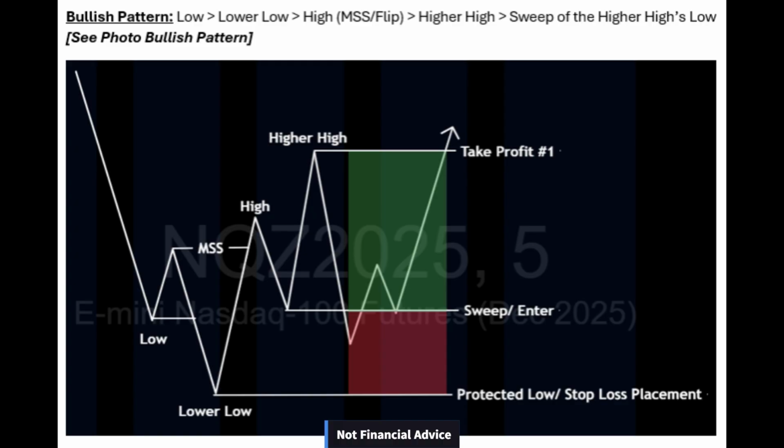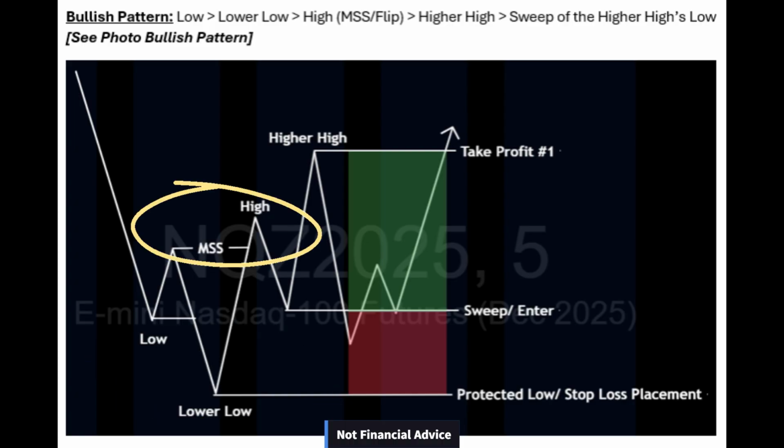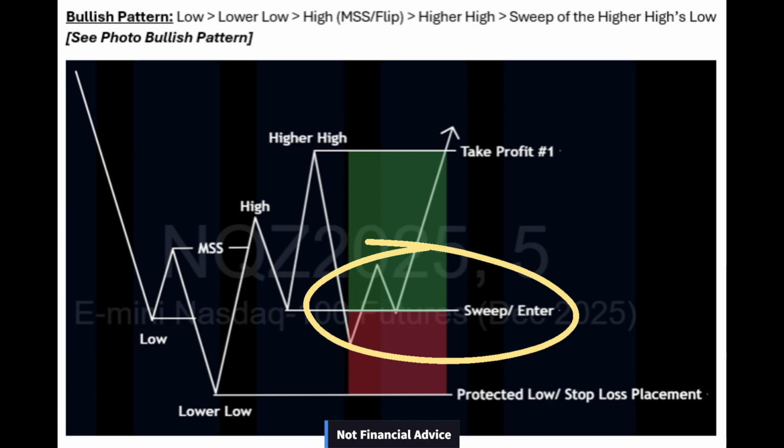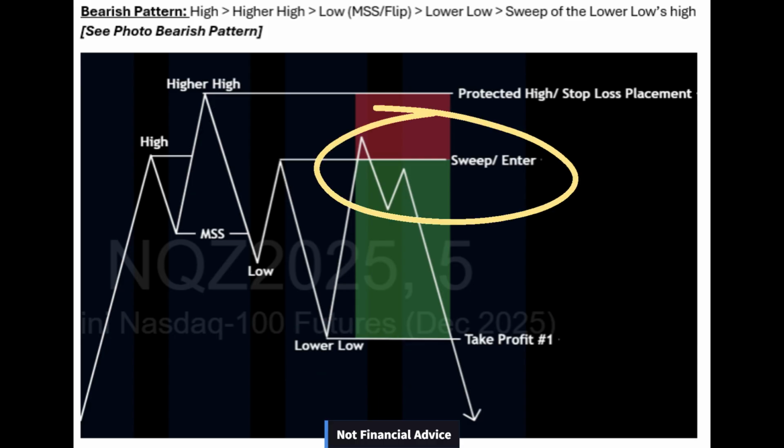The flip pattern. The flip method follows a simple pattern. For a bullish flip, you will see a low, then a lower low, then the flip, then a higher high, then a sweep of the pulled back level inside that zone. For the bearish flip, you will see the opposite. A high, then a higher high, then the flip, then the lower low, then the sweep of that pullback level inside the zone. This keeps you focused on clean structure instead of guessing.